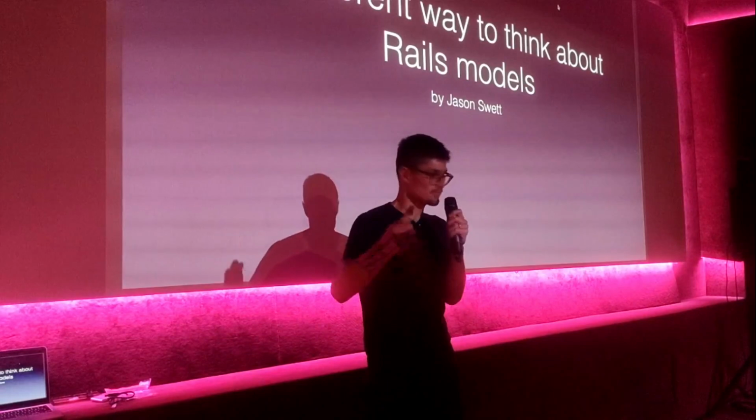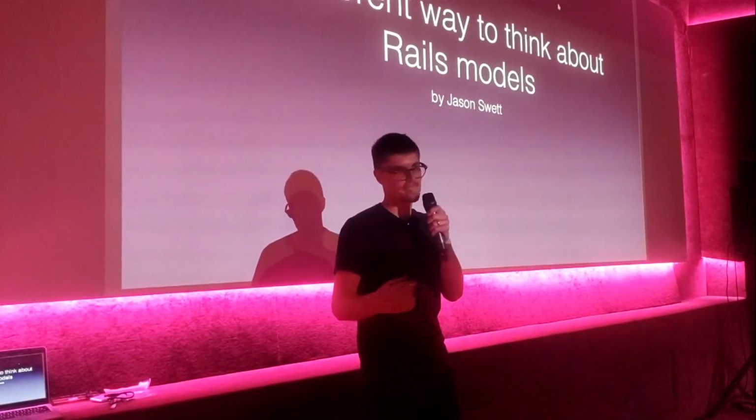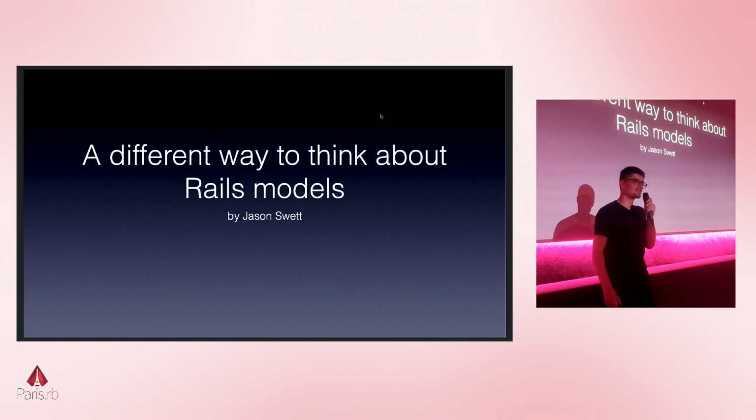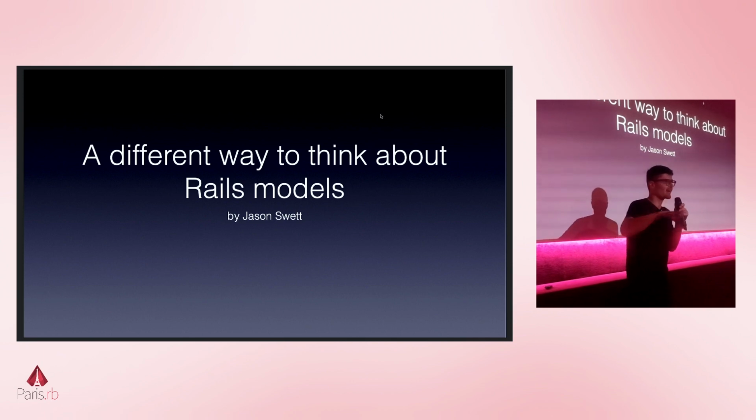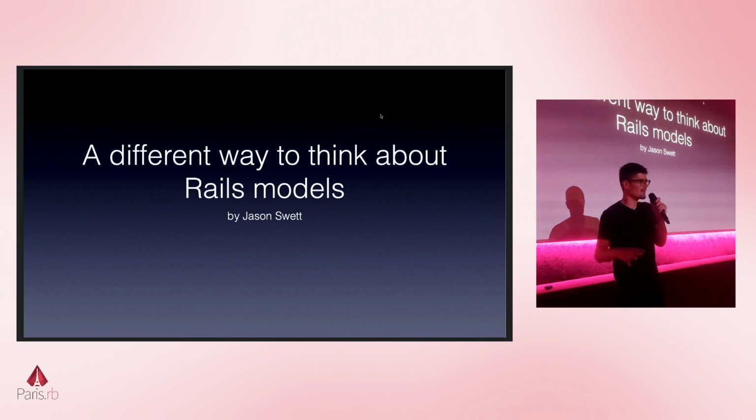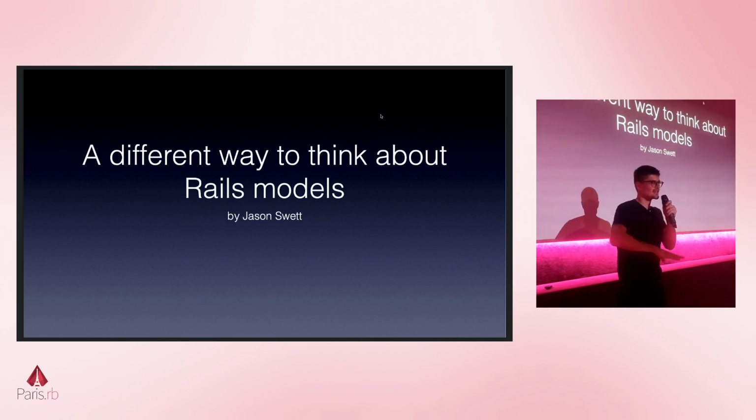So a lot of us have heard the fat model, skinny controllers heuristic, which I think is a good guideline, but it kind of results in a new problem where it's like keep your controllers skinny and your views dumb and your models fat. What that says is have very little code in your controllers, very little code in your views, and put the code in your models. And the result of that is you have this big accumulation of code in the models.